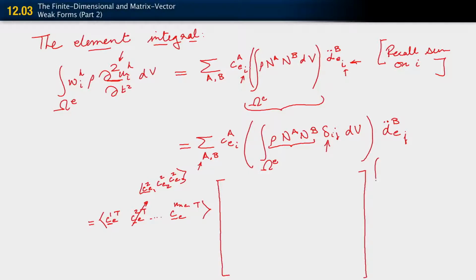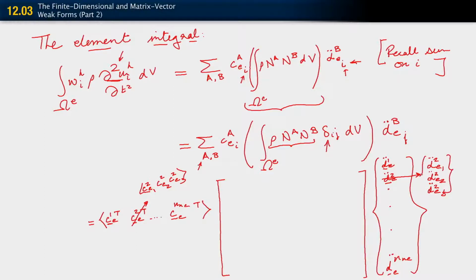And out here we get our vector of D1E double dot, D2E double dot, all the way down to D N N E, element E double dot. And like I did here for C2E, let me just point out that this is the little vector D2E1 double dot, D2E2 double dot, D2E3 double dot.